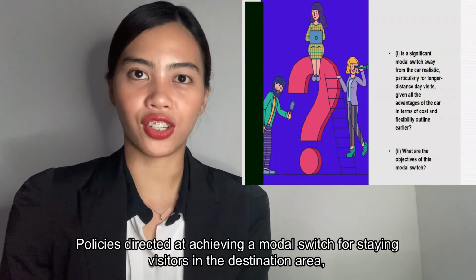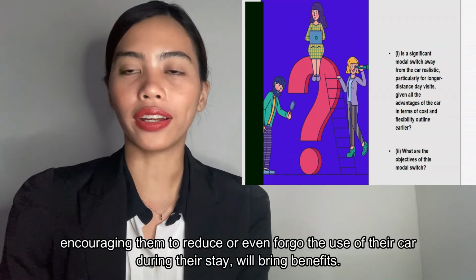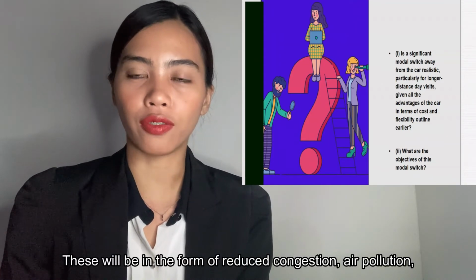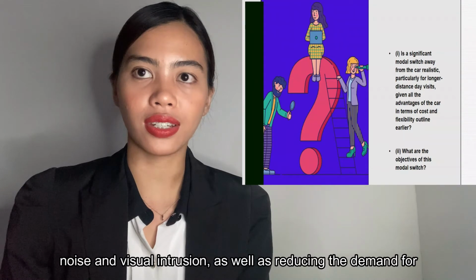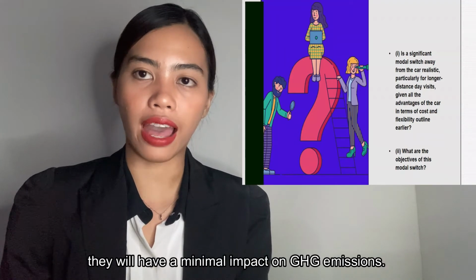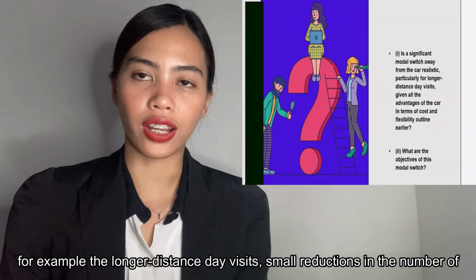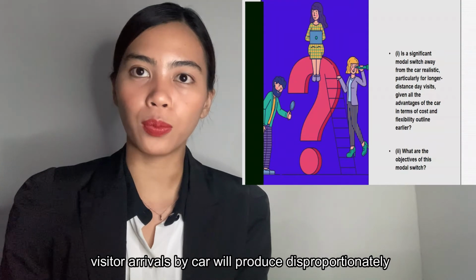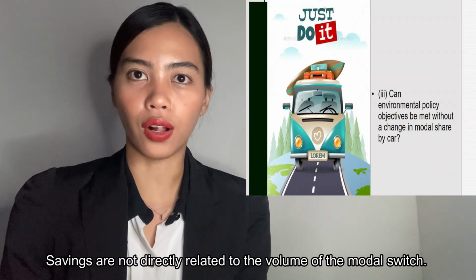Policies directed at achieving a modal switch for staying visitors in a destination area, encouraging them to reduce or even forego the use of their car during their stay, will bring benefits. This will be in the form of reduced congestion, air pollution, noise, and visual intrusion, as well as reducing the demand for car parking at a visitor attraction. However, as the case studies already have demonstrated, they will have an impact on GHG emissions. Furthermore, by targeting a minority of trips, for example, the longer distance stay visits, small reductions in the number of visitor arrivals by car will produce disproportionately large reductions in GHG emissions. Savings are not directly related to the volume of the modal switch.